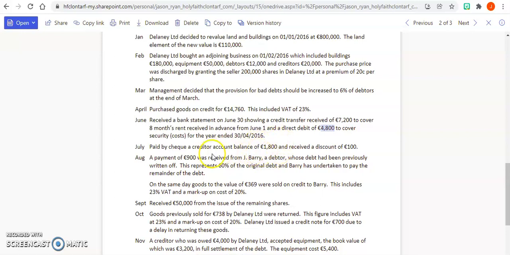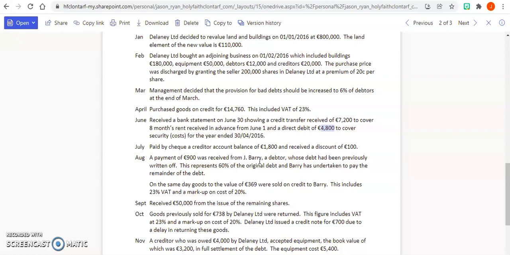That money is going to come out of our bank account, but we received a discount of 100. So we didn't pay the full amount. The creditor gave us a discount, so that's a discount received of €100. So we actually paid 1,700. So our bank overdraft is going to increase by 1,700.